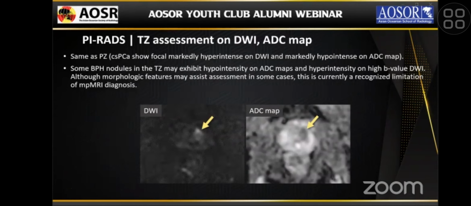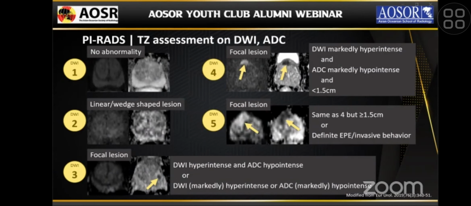Similar to the peripheral zone, clinically significant prostate cancer in the transition zone shows marked diffusion restriction. However, some BPH nodules may exhibit diffusion restriction, complicating the assessment. Here is an example of DWI scores. The evaluation criteria are the same as for peripheral zone lesions.